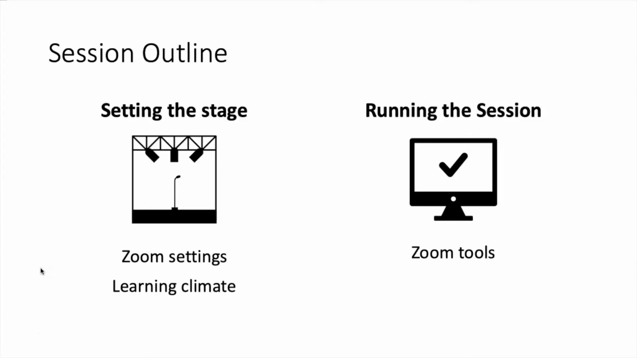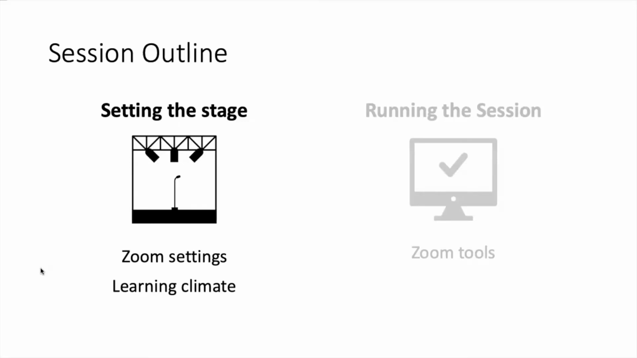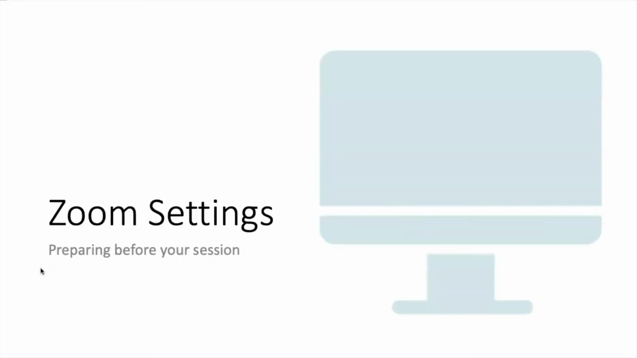So what I'm going to talk about first is setting the stage. I think that a lot of doing really good teaching virtually is making your settings on whatever type of software you're using, whether that is Zoom or another software, and then some tips and tricks for creating a good learning climate in the beginning of the session. And then I'm going to give some examples of how to run a session using some of the advanced Zoom tools. So first, let's talk about setting the stage.